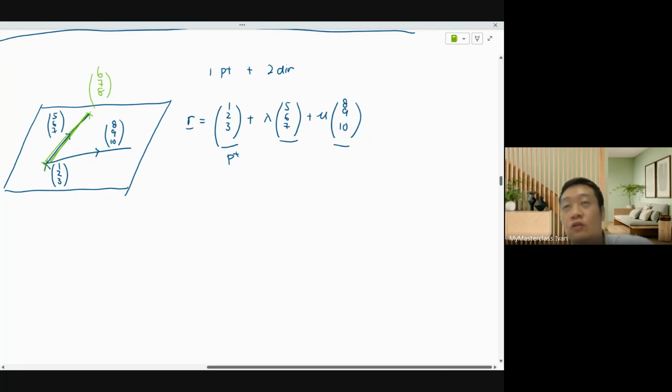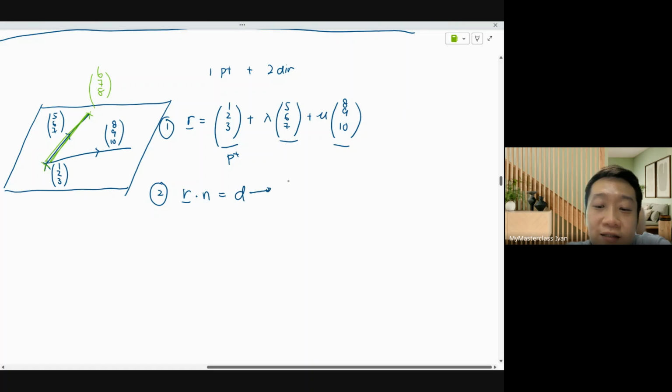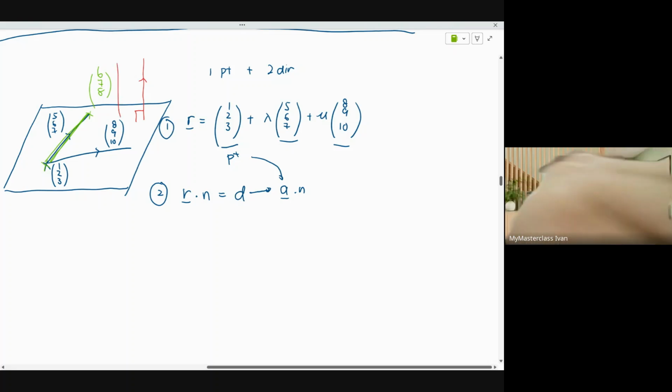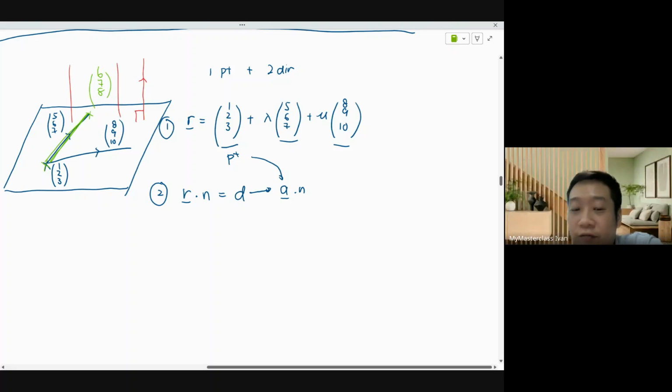How to convert it to scalar product form? So this is the first one, vector equation form. Second, you have R dot n equals D. And what is the D? The D is A dot n. What is A? Any point will do. So how to convert this? First, n is called the normal. The normal is a vector that is coming perpendicular out from the plane. It can come from anywhere. All these are the same and will give you the same result.